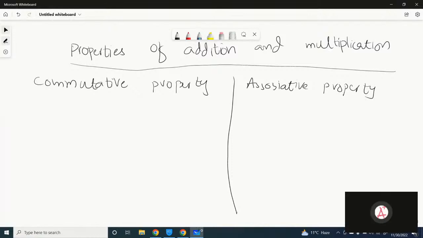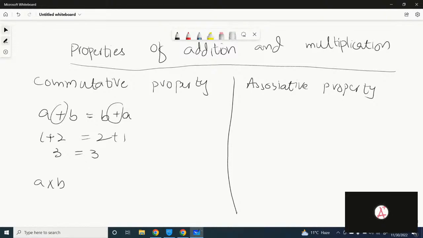Okay, the commutative property is, for example, you are adding two numbers, a plus b. They are equal to b plus a. Got it? That means the order of writing the numbers doesn't matter. Either you do 1 plus 2 or you do 2 plus 1, the answer is exactly the same. Got it? 1 plus 2 is 3 and 2 plus 1 is 3. That is the commutative property of addition. Got it? Because here you have the positive sign.